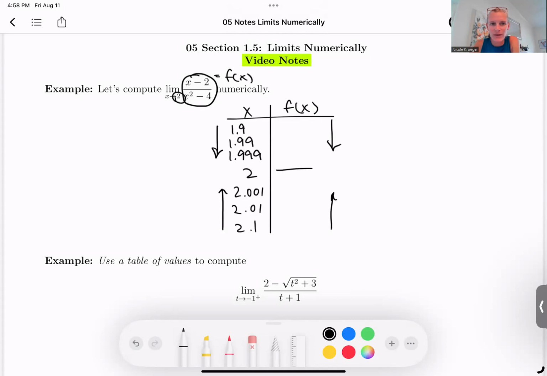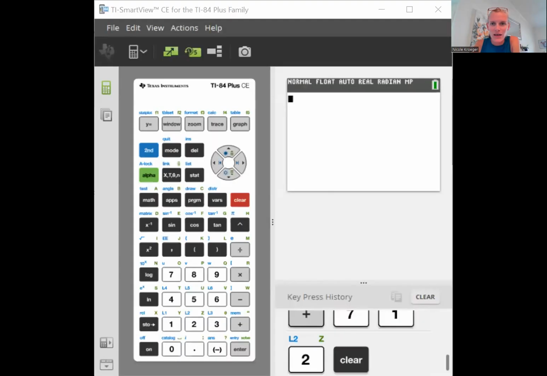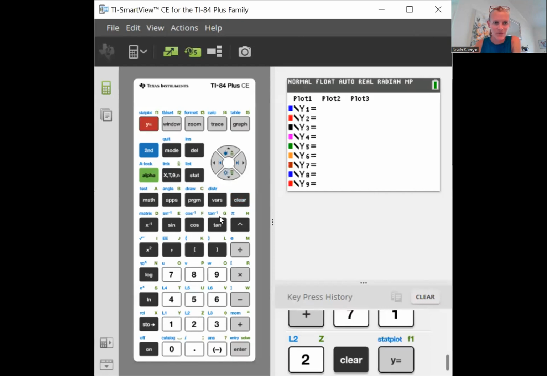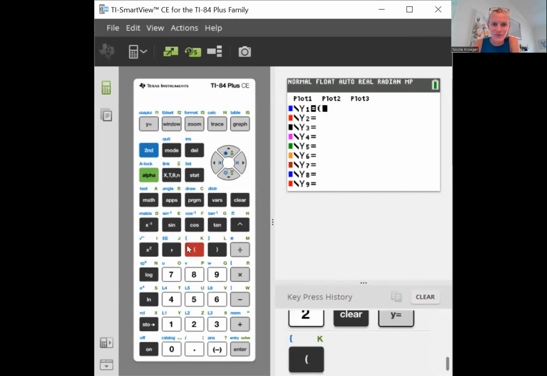So let's pull up my virtual calculator here. Hopefully you have that worksheet pulled up as well. I'm going to type my function into the y equals. And it's always clunky when I do this from my computer, so have patience with me.